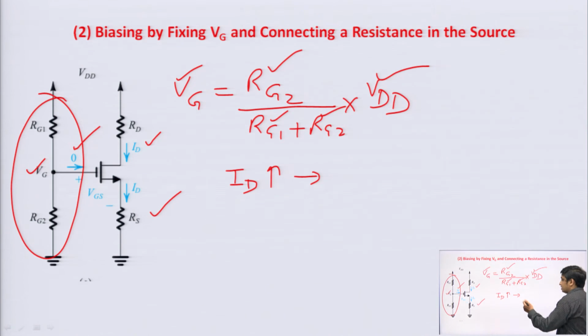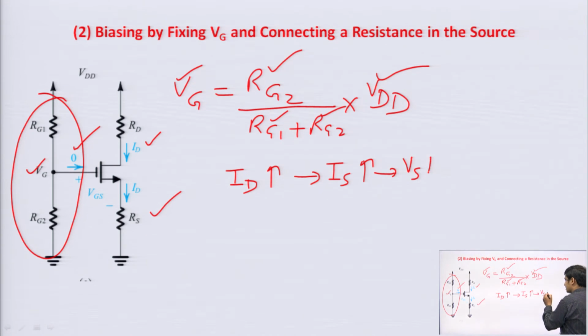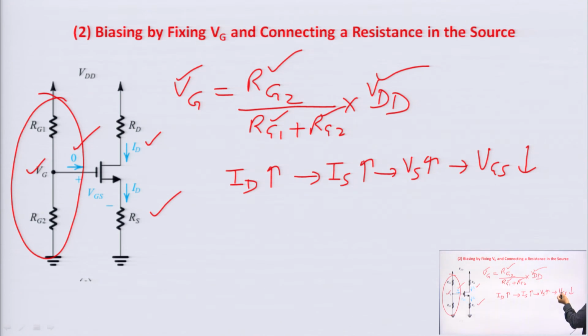So, if ID increases, then of course your drain current is equal to source current, and we normally write drain current only. So, your source voltage will increase. If your source voltage increases, then your gate to source voltage will be reduced, because VGS is nothing but your VG minus Vs.